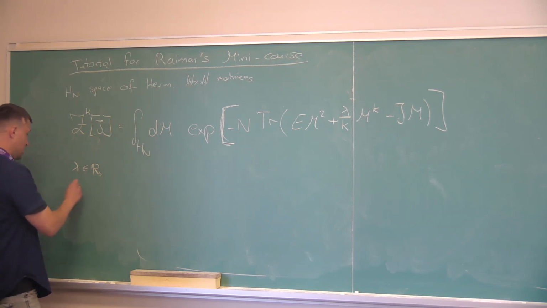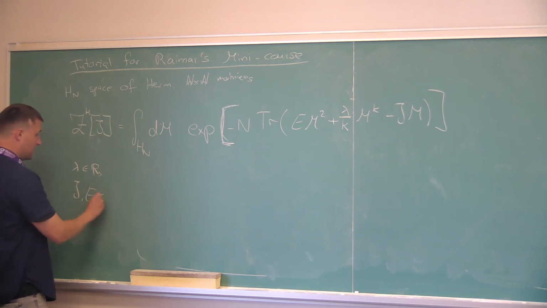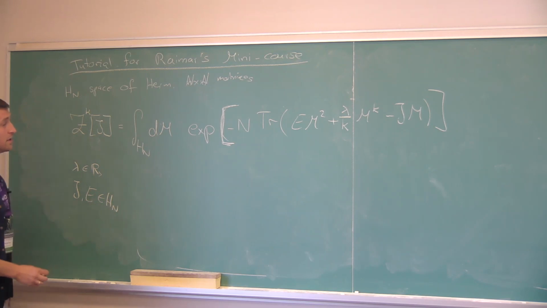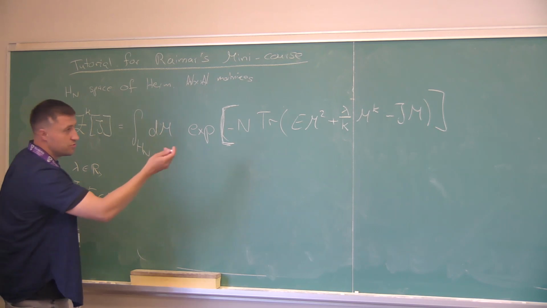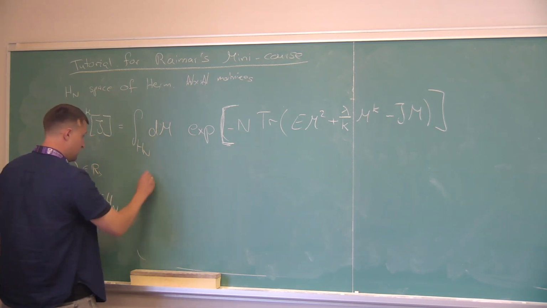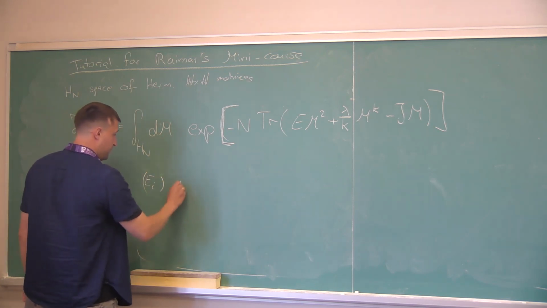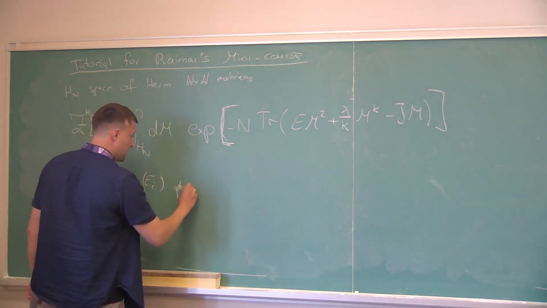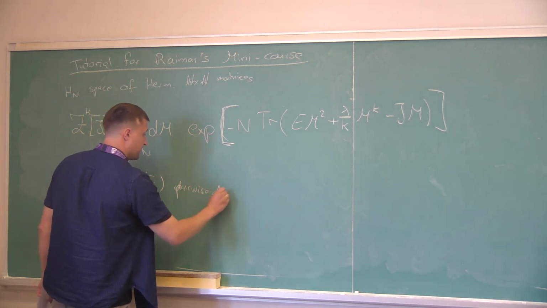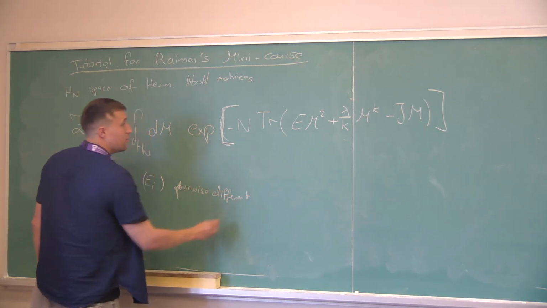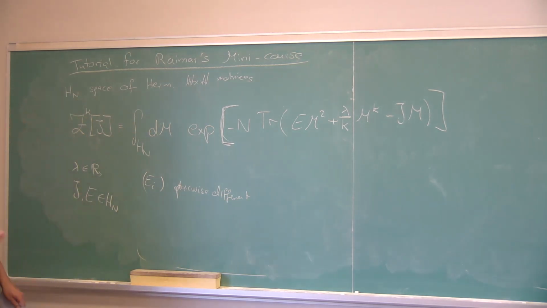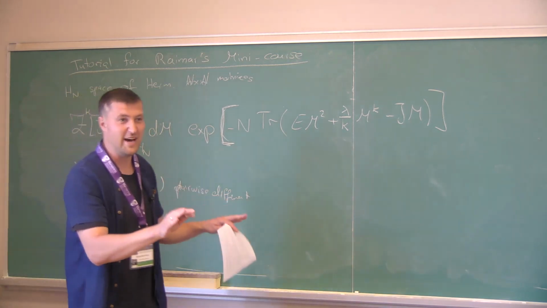Then we have also J and E. They are Hermitian matrices. And we say E can be chosen diagonal with eigenvalues E_i, which are pairwise different. Because then everything is a little bit easier, but actually we can do it with equal eigenvalues and all these definitions can work, but it's quite technical and ugly.